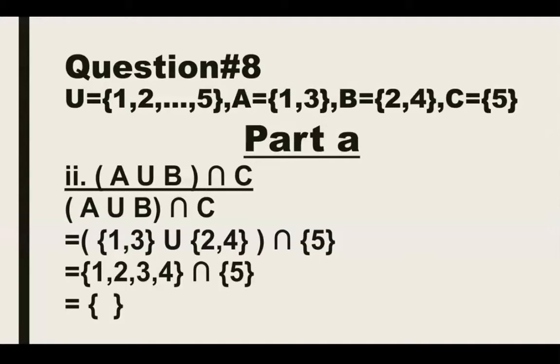Now we will solve question 2 of part A. In question number 2, we have to solve A union B intersection C. Here A union B is in bracket, so first we will solve the bracket. First put the values of sets A, B and C. Then we will take the union of set A and set B. The union of set A and B will be 1, 2, 3, 4. Now we will take the intersection of this set with the set C. You know, in intersection we take common elements, but there is no common element in these sets, so the intersection will be empty set.